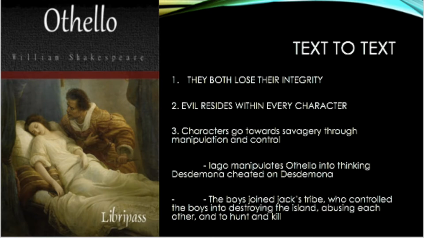Another similarity that both have is that they both go towards savagery through manipulation and control. For example, in Othello, Iago manipulates Othello into thinking Desdemona cheated on him. Iago caused Othello to distrust his loyal wife and instead abuse and murder her. In Lord of the Flies, instead of joining Ralph's tribe, which revolves around the fire, getting help, and democracy, the boys were manipulated by Jack to join his group, who controlled the boys and manipulated them into abusing animals, each other, and the whole island when they set the forest on fire.